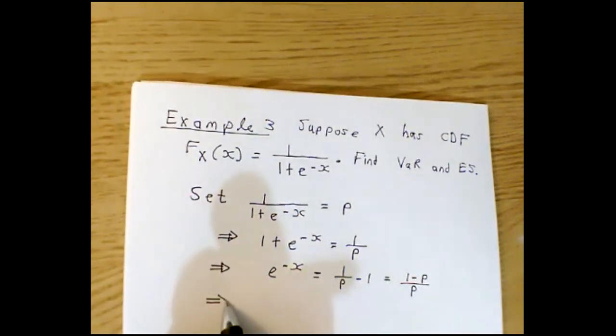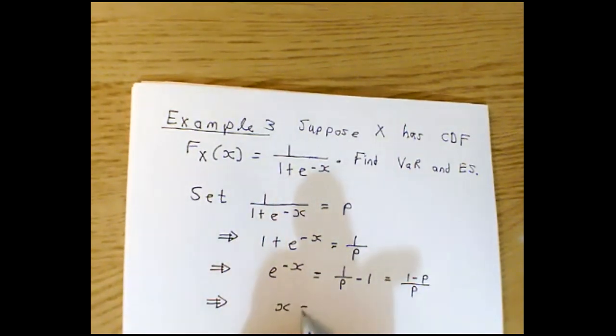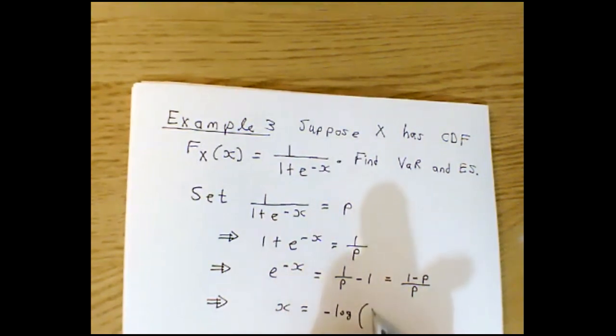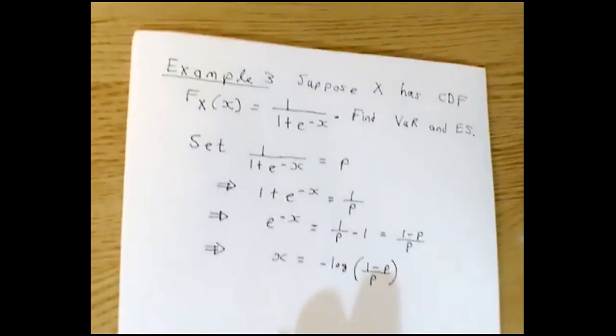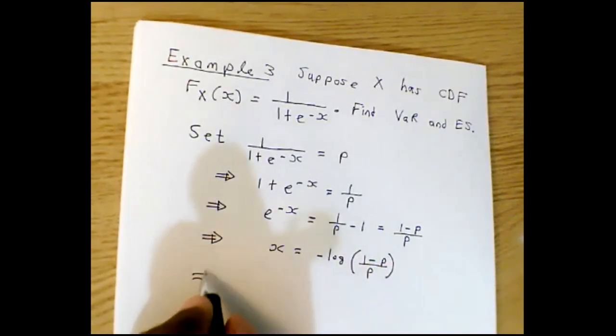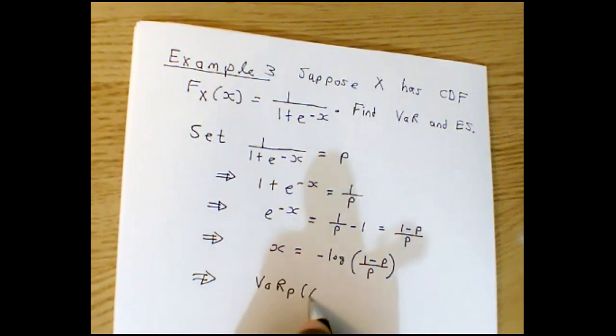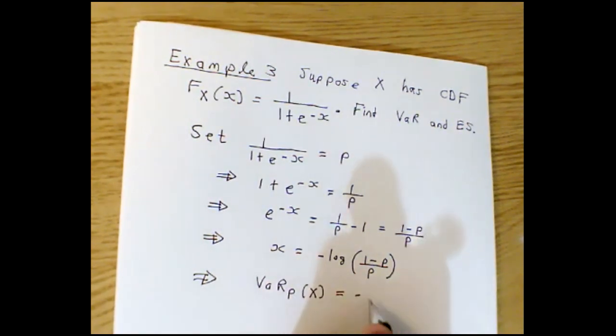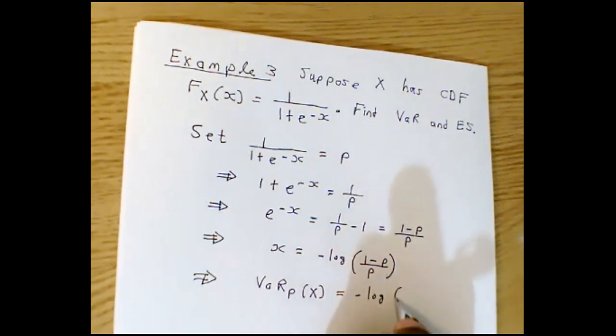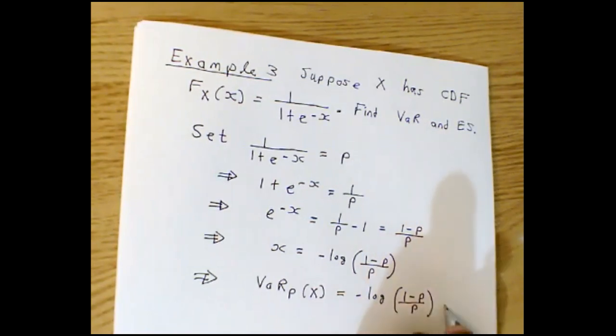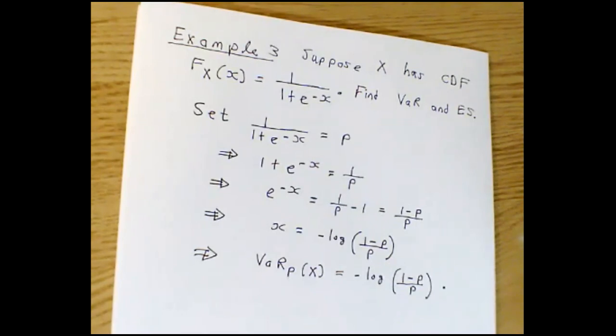So you should take the log, you should take minus the log of both sides, you will get x is equal to minus log of 1 minus p divided by p. Okay, so the value at risk is minus log of 1 minus p. Okay, all right.